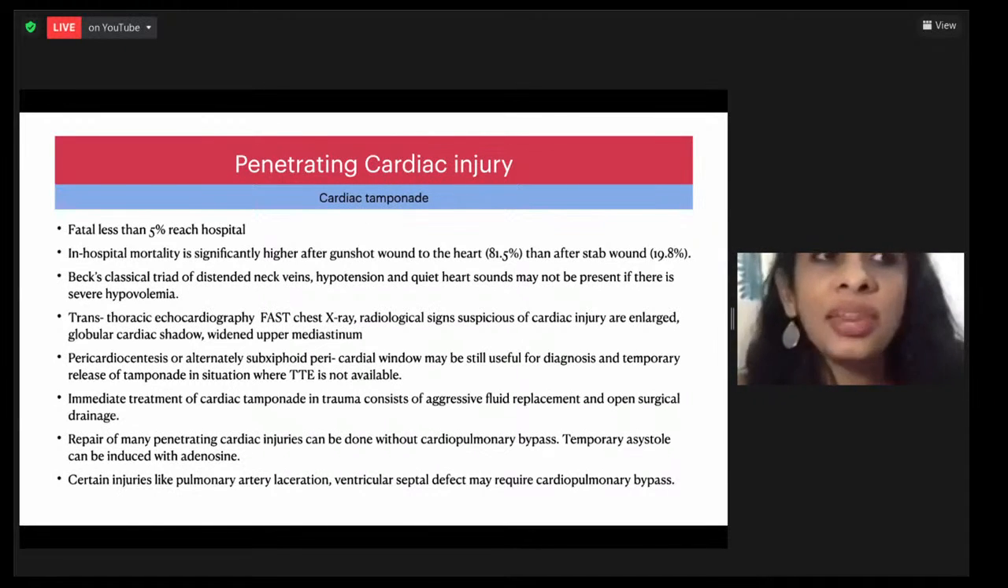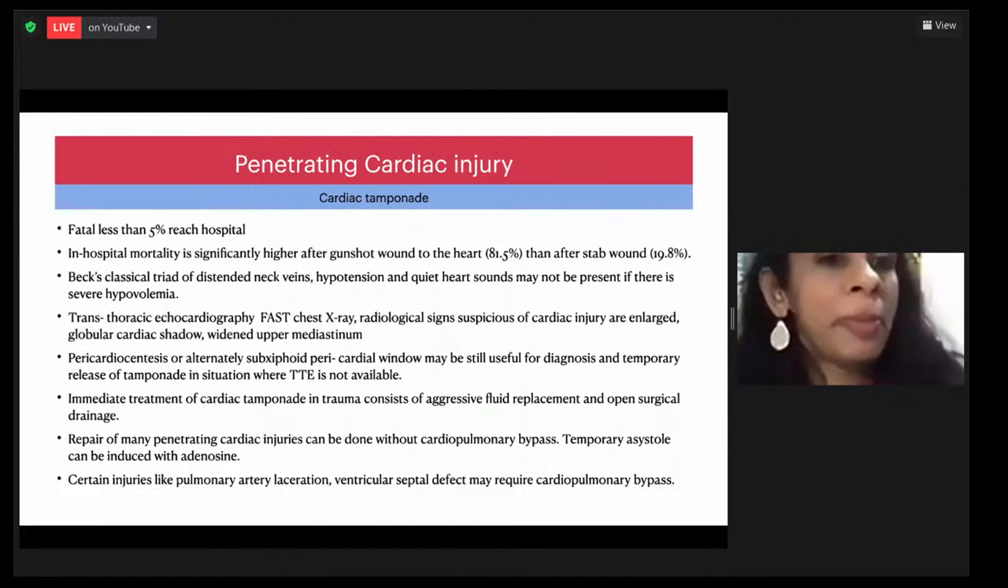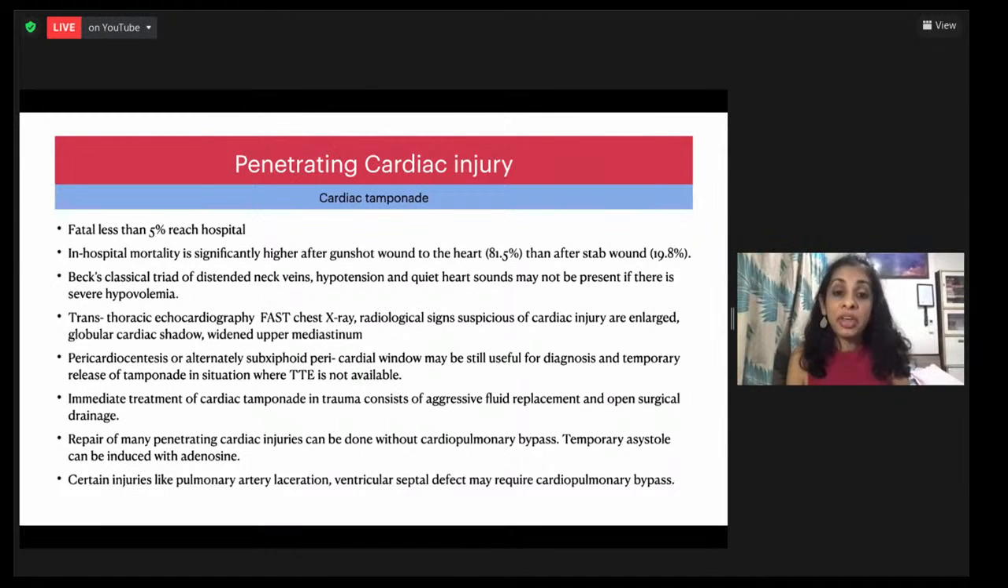So how do we see that? Immediately we have to look for Beck's classical triad of distended neck veins, hypotension, and muffled heart sounds. Muffled sounds, I think, are a little difficult to appreciate in a noisy ICU. So what do we depend on? We depend on echocardiography, the FAST, and the X-ray chest. X-ray chest may show a globular cardiac shadow. As little as 50 ml in the pericardium can cause a cardiac tamponade.